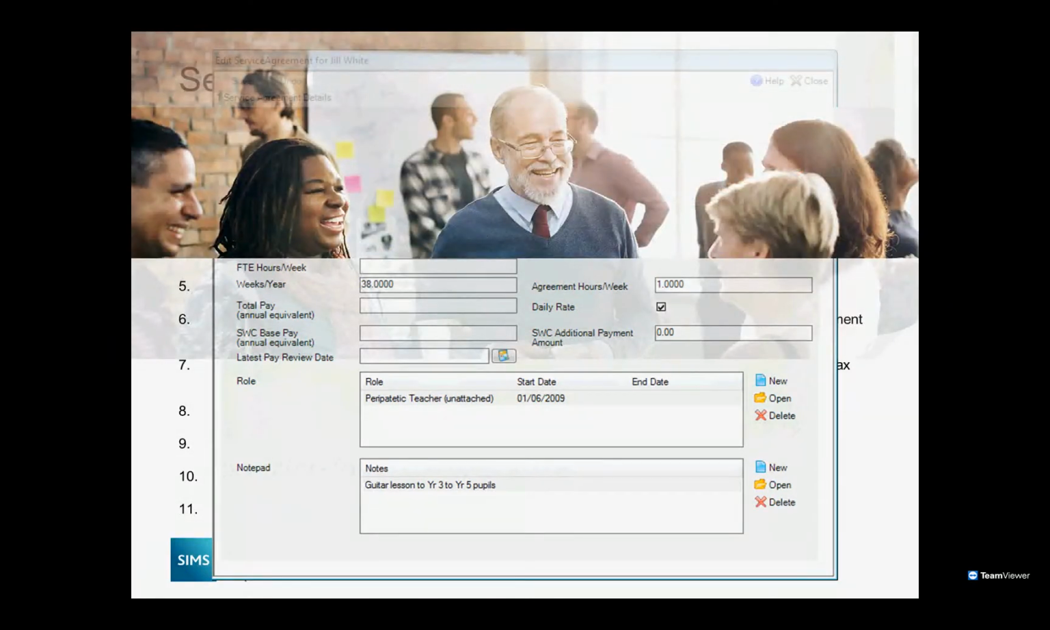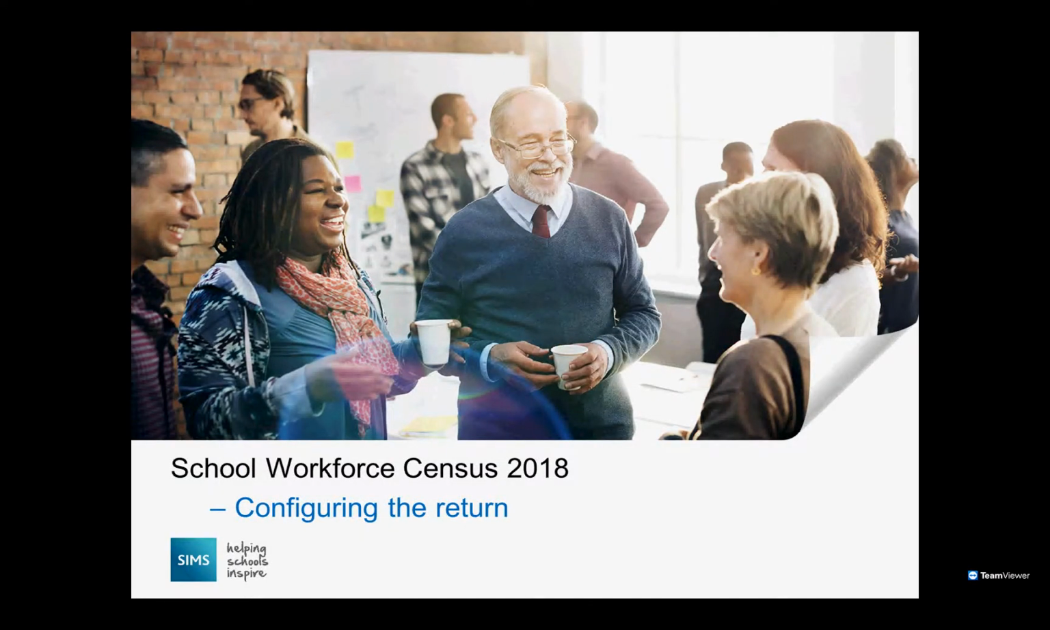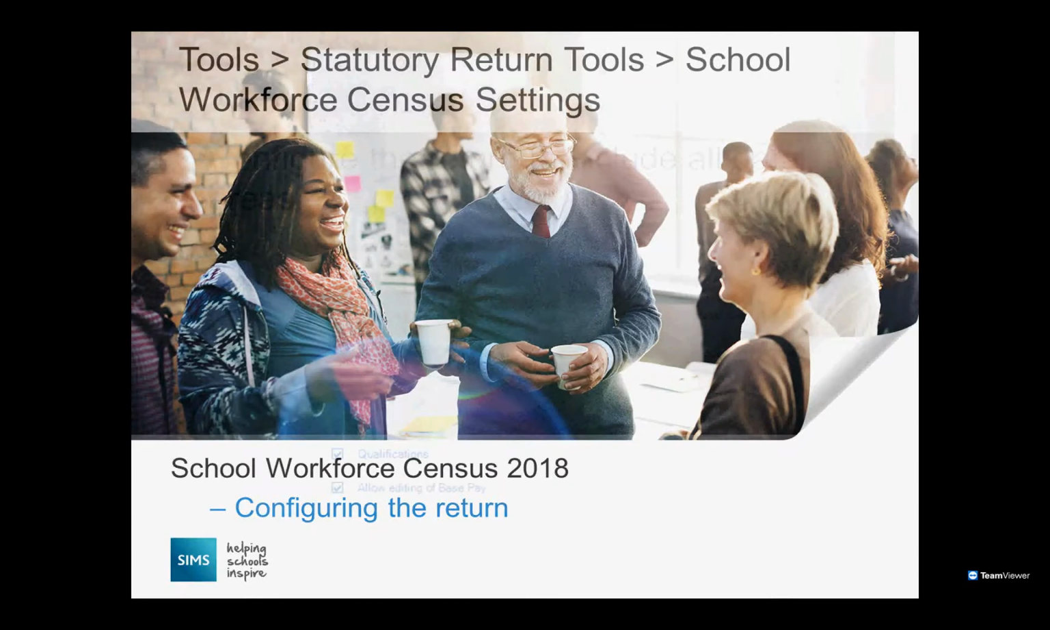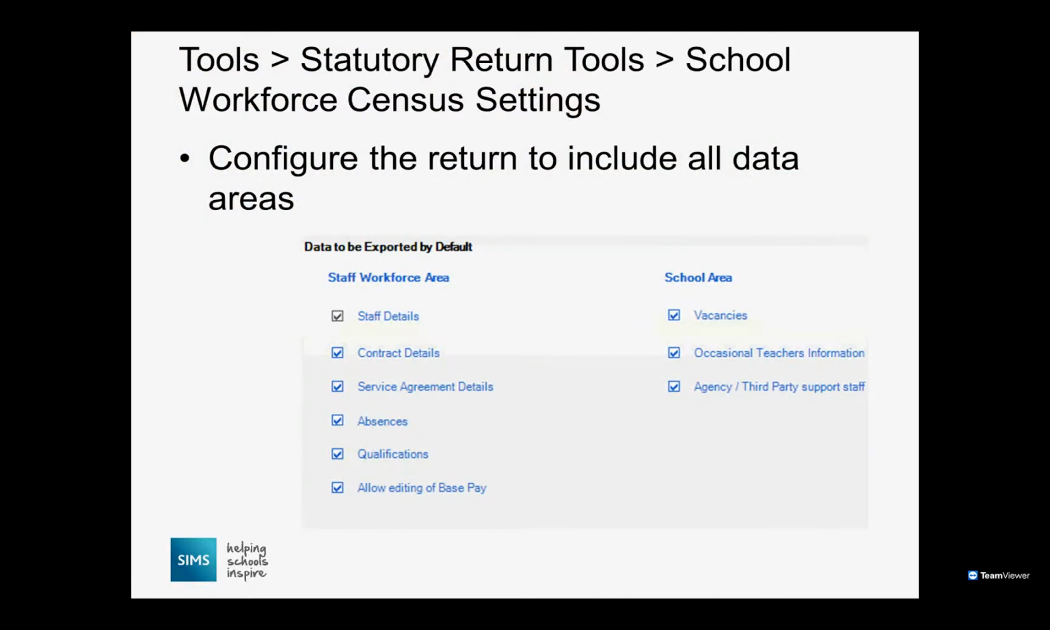So once you've done all that, you've pretty much got your staff data sorted, ready for submission, and you now need to configure the return. In Tools, Statutory Return Tools and Workforce Census Settings, you need to configure the return to include all data areas. So if previously you've submitted a partial return because payroll were doing some, this year you're doing it for the first time. Make sure you've got all those boxes ticked because you're doing the lot.